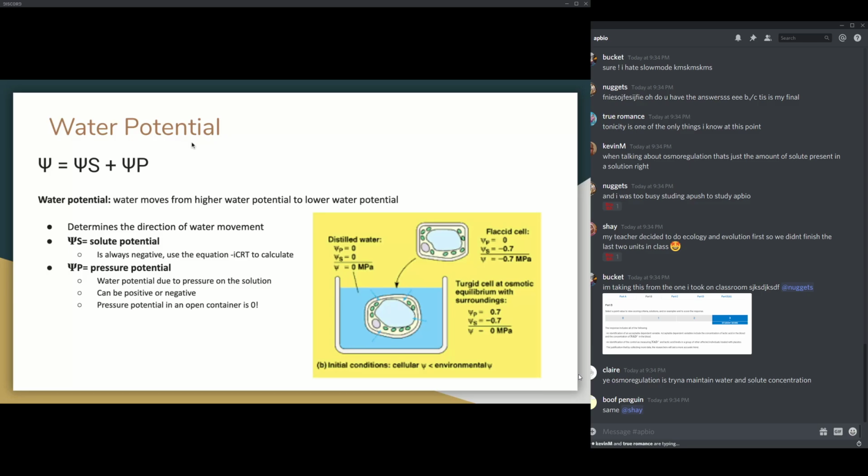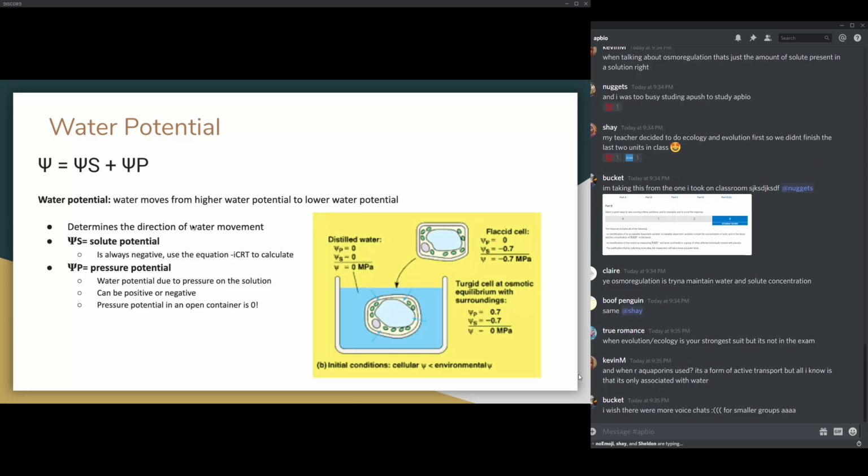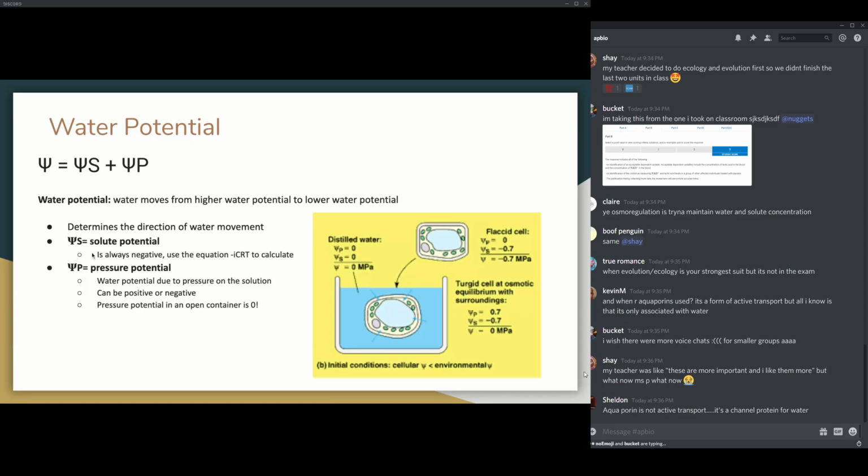Okay, so another thing I think people were confused about was water potential. Water potential is just a formula to determine which side water is going to move towards. Water moves from a higher water potential to a lower water potential, so it determines the direction of water movement. You have two variables: the solute potential and the pressure potential.